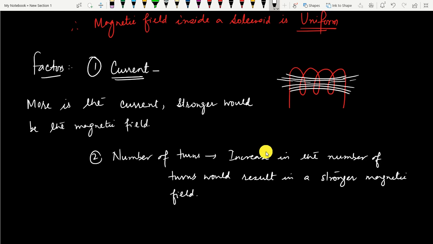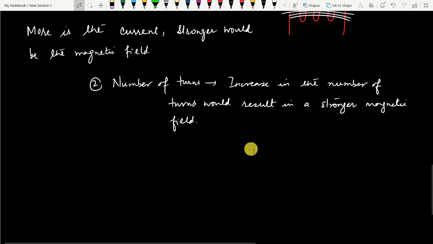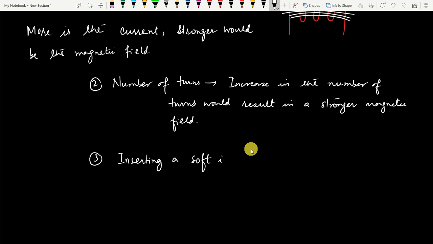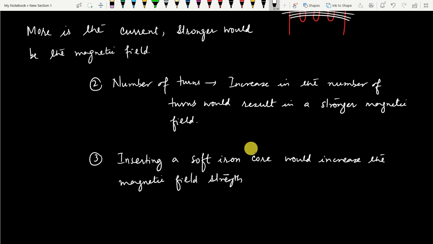Now, how to increase the magnetic field strength further? The third factor is important. Inserting a soft iron core would increase the magnetic field strength. मतलब जो वायर है, वायर को एक सॉफ्ट आयरन कोर के ऊपर लपेट दो.